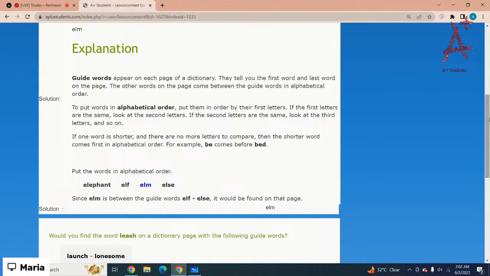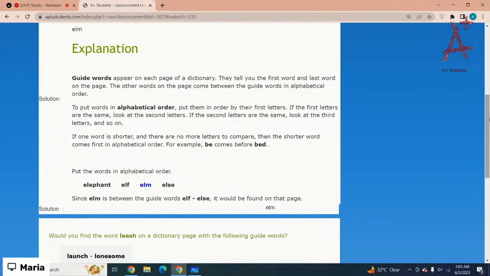Got it? To put words in alphabetical order, put them in order by their first letter. If the first letters are the same, look at the second letter. If the second letters are the same, look at the third letter and so on. If one word is shorter, then there are no more letters to compare. Then the shorter word comes first in alphabetical order. For example, be comes before bed. Got it? Like be, you have be in the dictionary first, then after be, you have bed. So basically, we are going to arrange the words in alphabetical order.